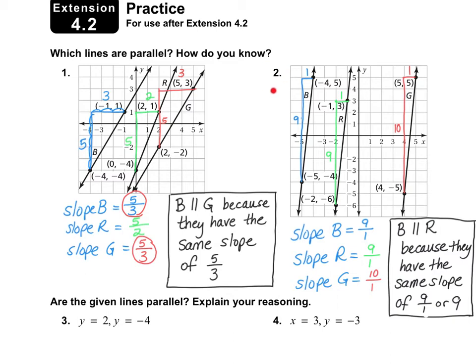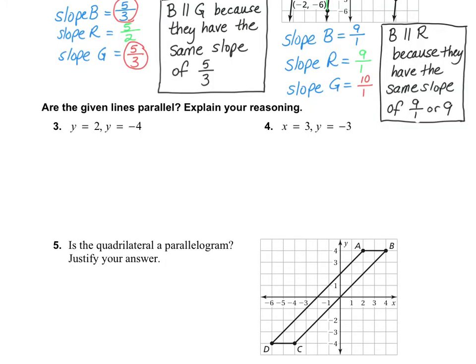For number 2, I got that B and R both had a slope of 9 over 1, while G had a slope of 10 over 1. Therefore, B is parallel to R because they both had the same slope of 9 over 1, which by the way is the same as 9. Let's take a look at number 3.